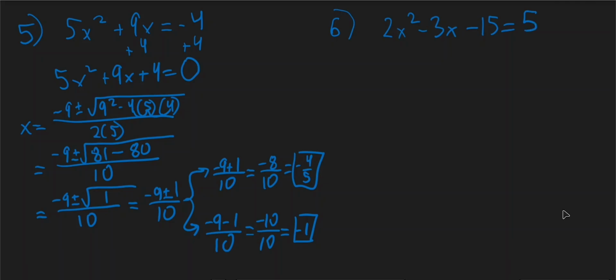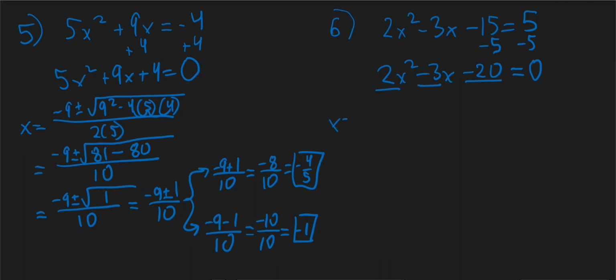All right, so same process. If you take away 5 on both of your sides, we end up with a 0 on the right side, and that was your motive. And we have 2x squared as is minus 3x. And then negative 15 minus 5 gives you a negative 20. And then the a term is a 2, the b term is a negative 3, and the c term is a negative 20. All right, so plug them in.